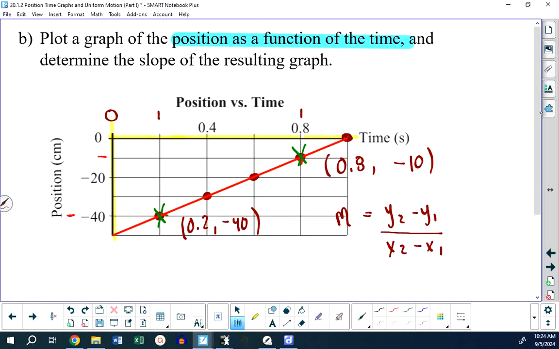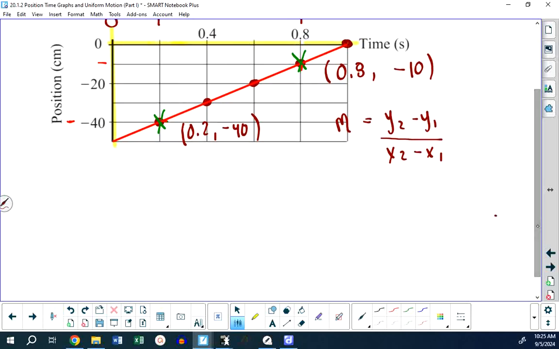Use your definition of slope from math. The more high schoolish one, not just rise over run. And all this is saying is you take y minus y. So negative 10 minus negative 40 over x minus x, 0.8 minus 0.2. And you get positive 30 centimeters on the top, and you get 0.6 seconds on the bottom, and it works out.